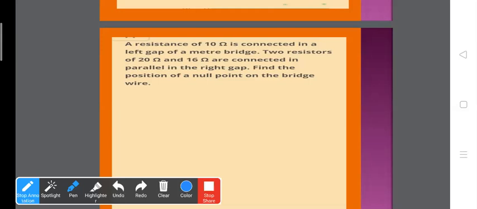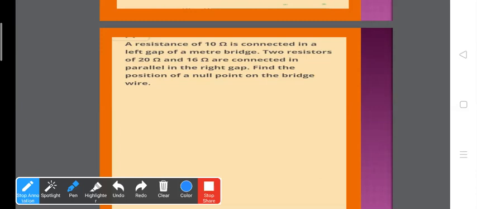First, write what is given in this problem. You have a resistance connected in the left gap, so the left gap resistance is 10 ohm. Clear? Now the resistance in the right gap is 20 ohm and 16 ohm. These two resistors are connected in parallel combination.